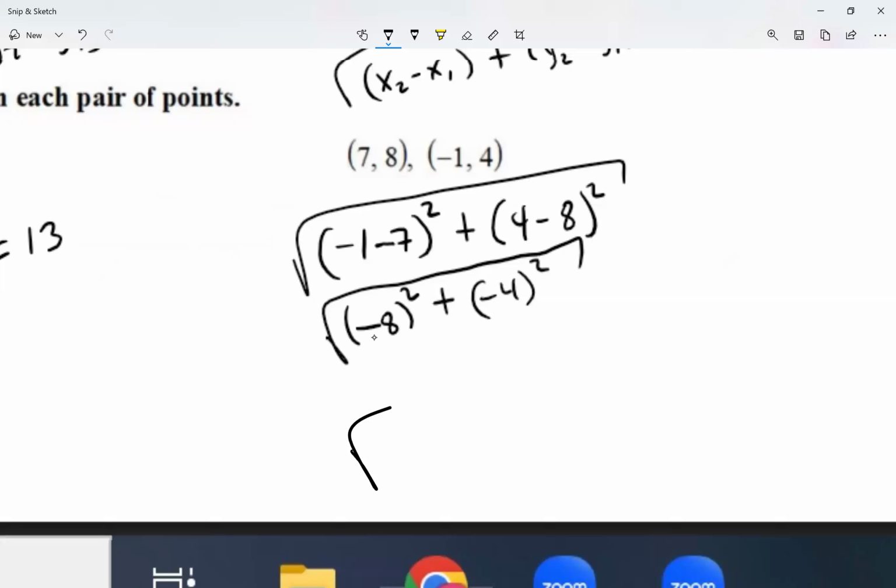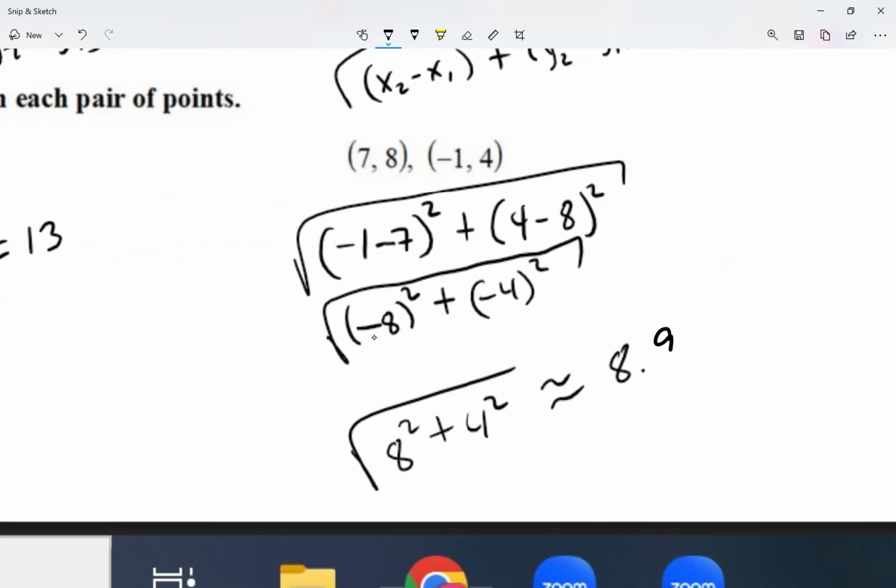Now, when I'm going to type it on my calculator, I'm going to go 8 squared plus 4 squared. And it gives me 8.944. When we don't tell you how much to round it by, we usually round it to two decimal places. My third is too small, so 8.94.